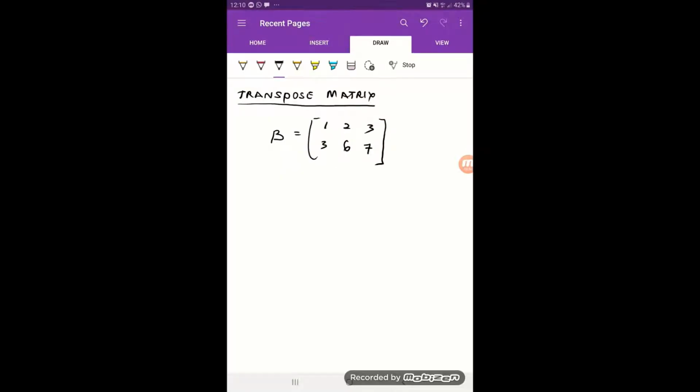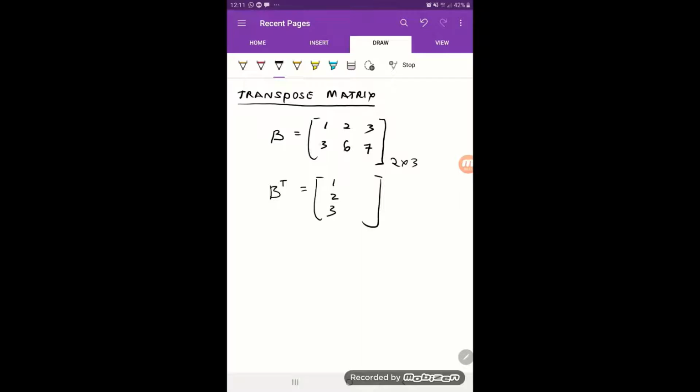An example is matrix B. The order of matrix B is 2 times 3. So what is the B transpose? B transpose is obtained by interchanging the rows and columns of matrix B. First row 1, 2, 3, change to the first column 1, 2, 3.